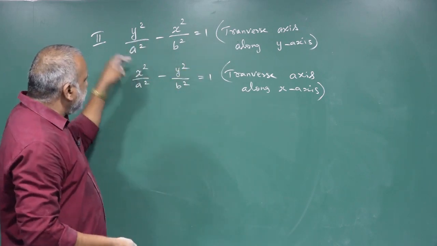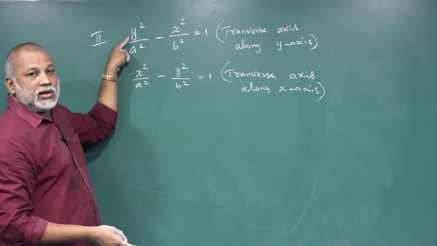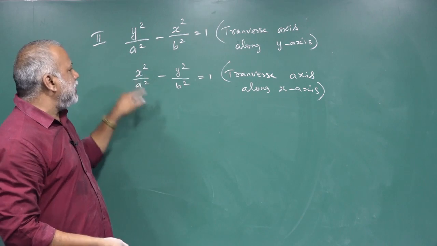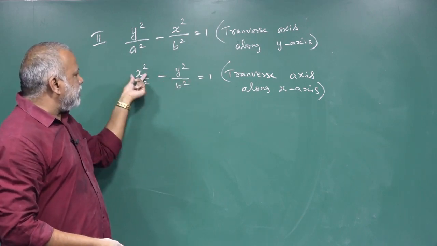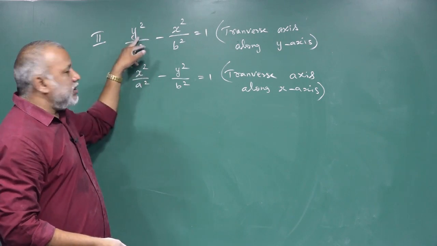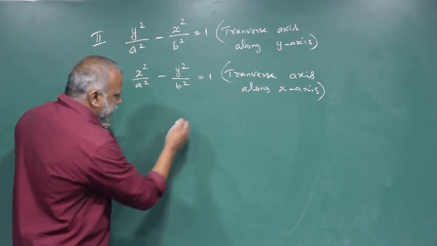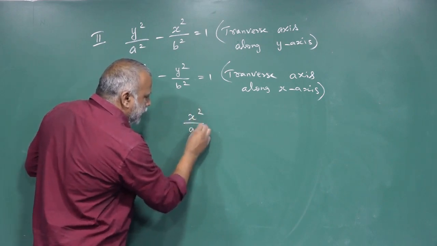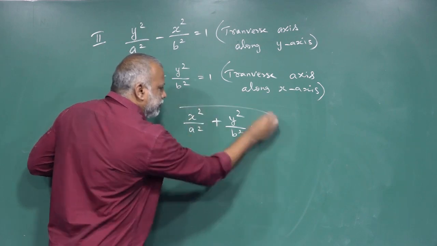See the difference here? It is starting with the x squared. See here, starting with the y squared. That is the only change. X squared by a squared minus y squared by b squared equal to 1, starting with the x squared. Then here starting with the y squared. That is the difference. But comparing with the ellipse, see the ellipse: x squared by a squared plus y squared by b squared equal to 1.